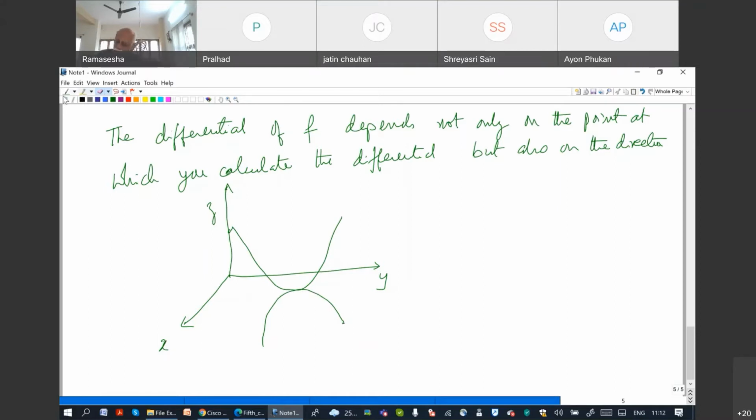So the differential depends on the direction. Yes or no? Do you understand it? Yes. Okay, so you have looked at, for example, the Mexican hat, right? That kind of potentials come from here.